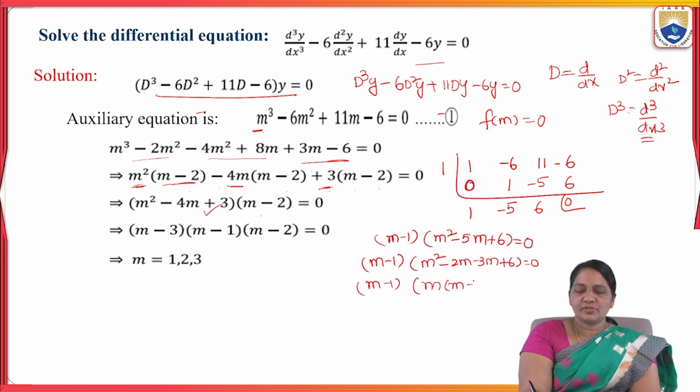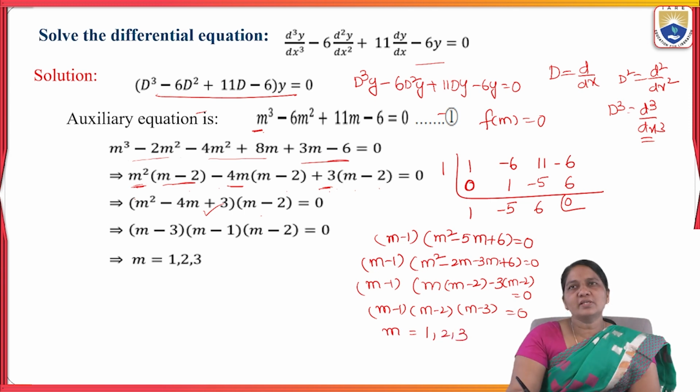So m minus 2 is there. And here minus 3 common. So m minus 2 is there. So finally m minus 1 into m minus 2 into m minus 3 is equal to 0. So from this m values are, that means roots are 1 comma 2 comma 3.